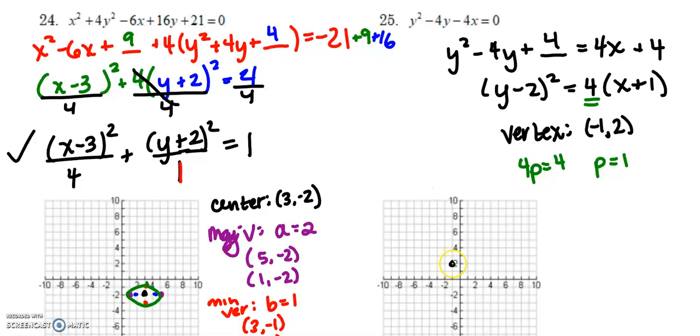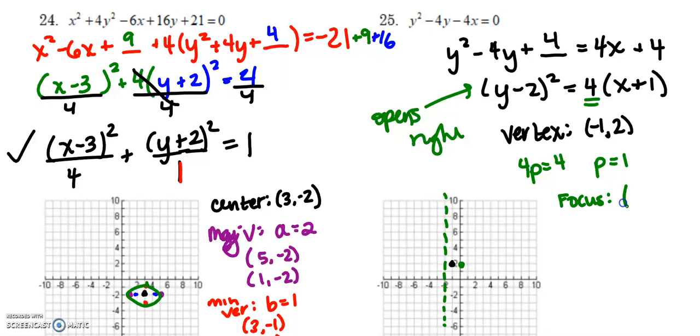So I'm going to start at my vertex, and because I said I was opening to the right, I'm going to move 1 to the right, that becomes my focus, and I'm going to move 1 back, and that becomes my directrix. So my focus is at the point 0, 2. My directrix is the equation x equals negative 2. Then my axis of symmetry is going to end up being y equals 2, because that would be the one that goes through your parabola.